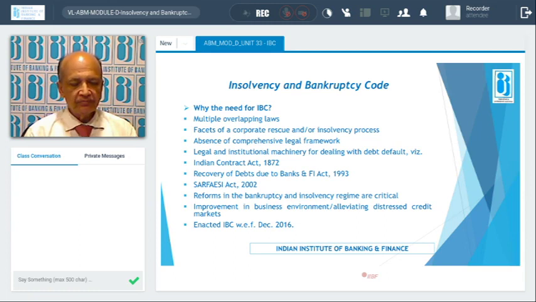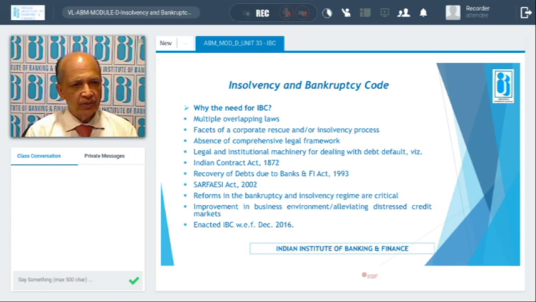was to take care of... It can be treated as a watershed in improvement of the credit culture in our country. Prior to the enactment of this IBC, there were multiple overlapping laws which govern the facets of corporate rescue and or insolvency process.